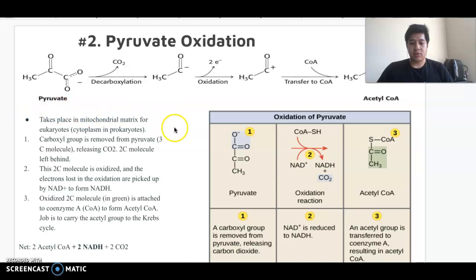It takes place in the mitochondrial matrix. And you can see here, in step 1, a carboxyl is removed from pyruvate, releasing CO2. A 2-carbon molecule is left behind. In step 2, this 2-carbon molecule is oxidized, and the electrons lost in the oxidation are picked up by NAD+ to form NADH. And the oxidized 2-carbon molecule, in green, in step 3, is attached to coenzyme A to form acetyl-CoA. The job of acetyl-CoA is to carry the acetyl group to the Krebs cycle. So the net products for pyruvate oxidation include, again, 2 acetyl-CoA, 2 NADH, and 2 CO2.